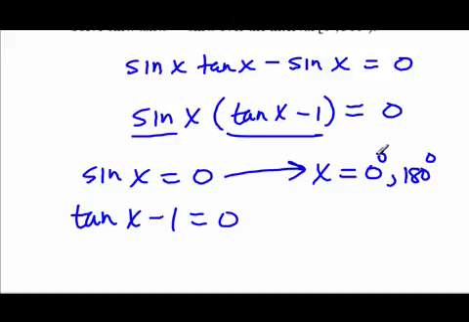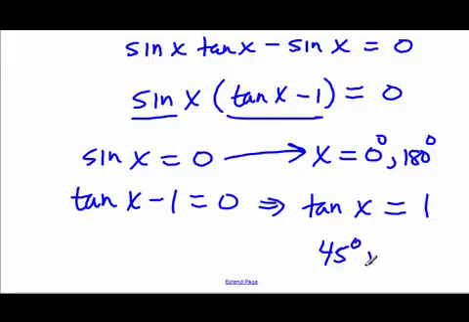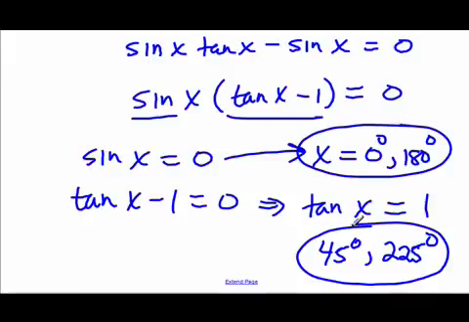Now we answer the second equation. Tan x minus 1 is 0 implies that the tangent of x equals positive 1. And what angles have a tangent of positive 1? 45. And where else is tangent positive? Quadrant 3, good. I have to take 180 degrees and add on 45 degrees. What is that? 225. So folks, this equation has 4 solutions. Those 4 make the original equation true.